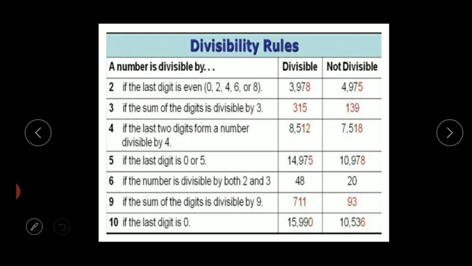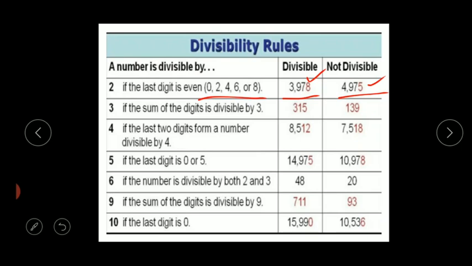Over here the example is given, just check it out. The number 3978 is divisible by 2 because in the ones position you have 8, which is an even number. If you have 4975, the ones digit is 5, which is not even, it is an odd number, so 2 cannot divide this number.